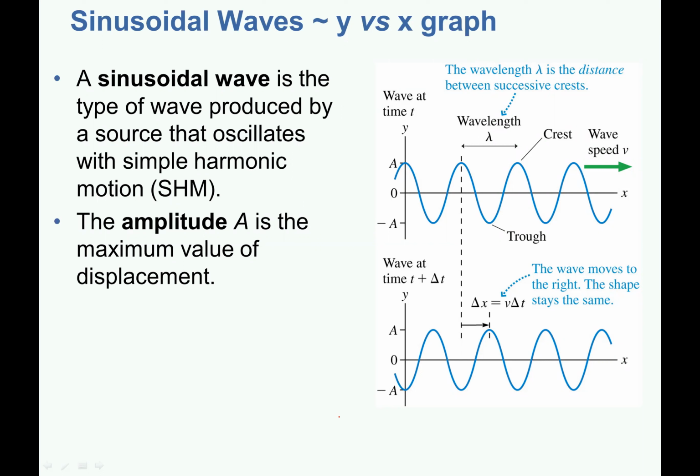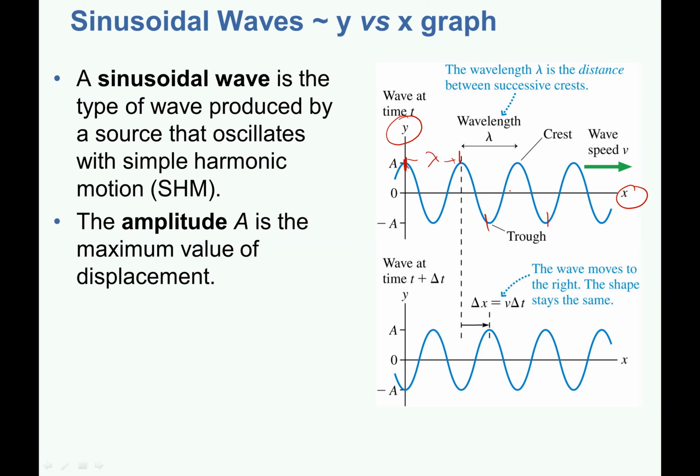Now, one of the things we do here is we have a new type of graph that we're going to consider, and this is y, which is the vertical position of the medium or the wave, as a function of horizontal position. That means we're considering the vertical position of the wave with respect to the horizontal position. You can see the shape of this graph. From one crest to another crest, that's one wavelength, or from one trough to another trough, that's also one wavelength.